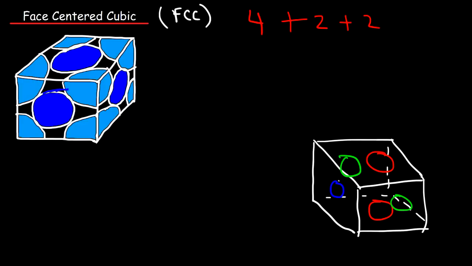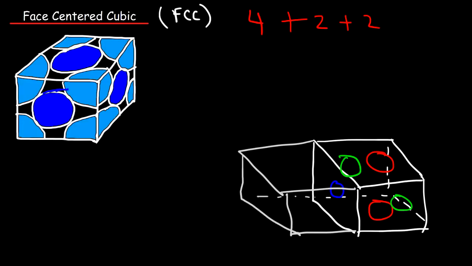Now keep in mind, this blue sphere, that's half a sphere. That's not the whole sphere. The other half is within another cube. So that half is also attached to a sphere at the top and at the bottom, so that's another 2, and then the sphere that's behind it and in the front, so it's connected to those as well.